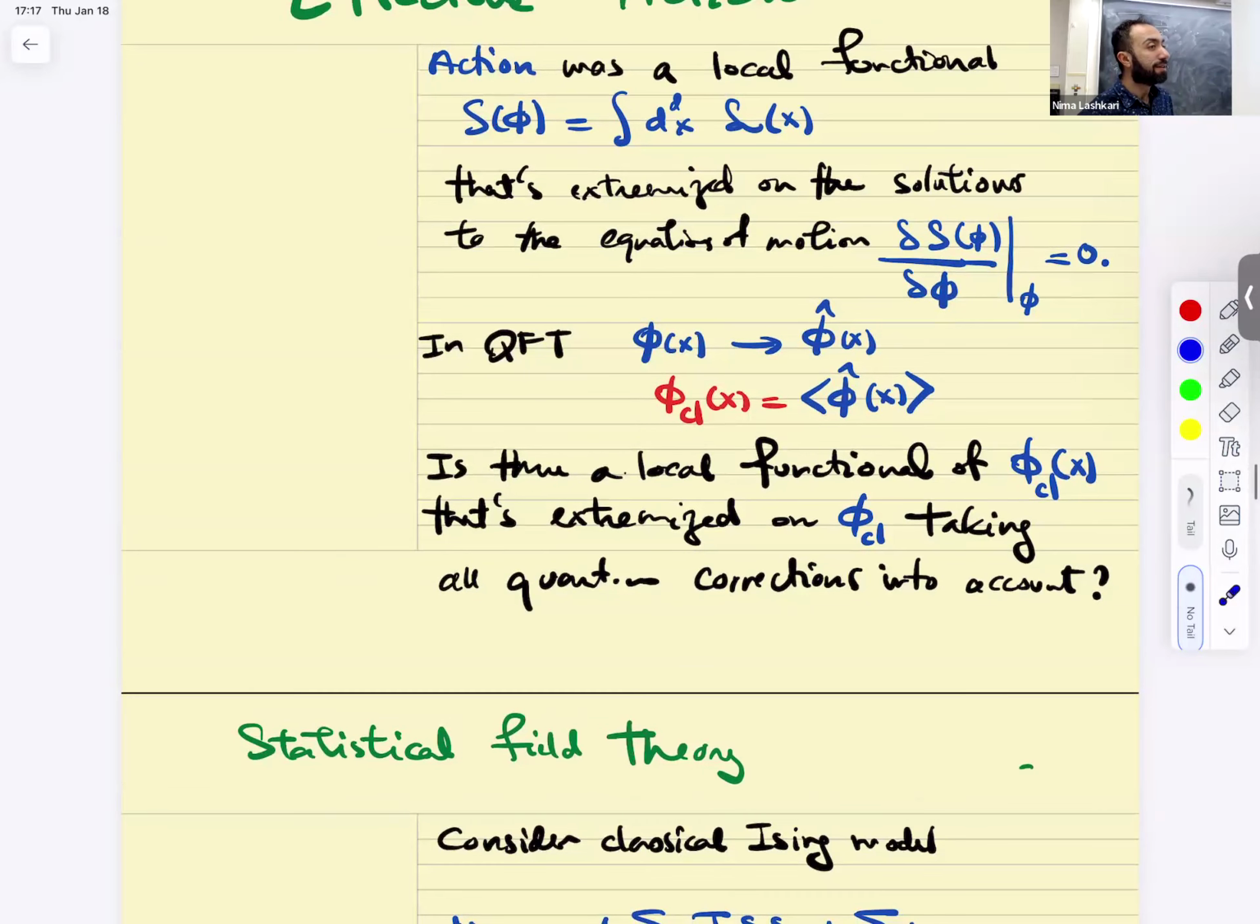right? So I want to write down a functional whose variation gives me the 1-point functions of the quantum theory, non-perturbative. So this functional, whatever it is, will include, in perturbation theory, all loop, all quantum corrections, because it's repackaging your quantum calculation.